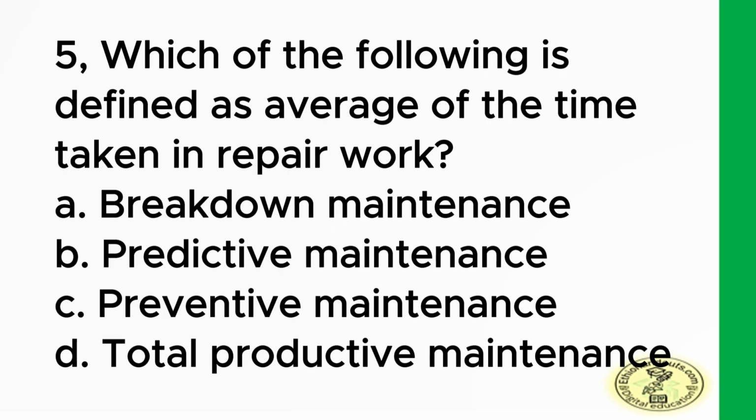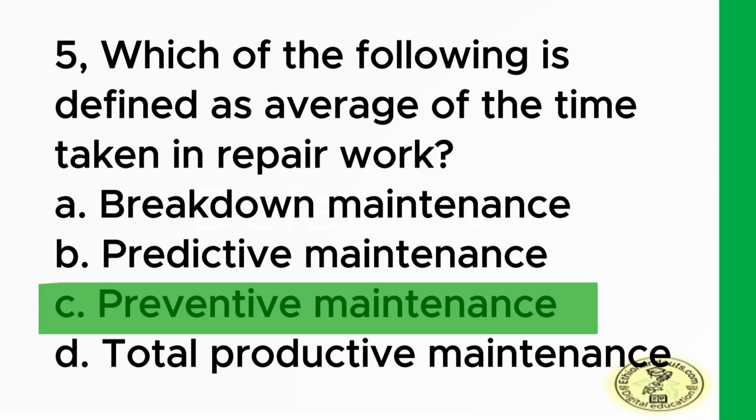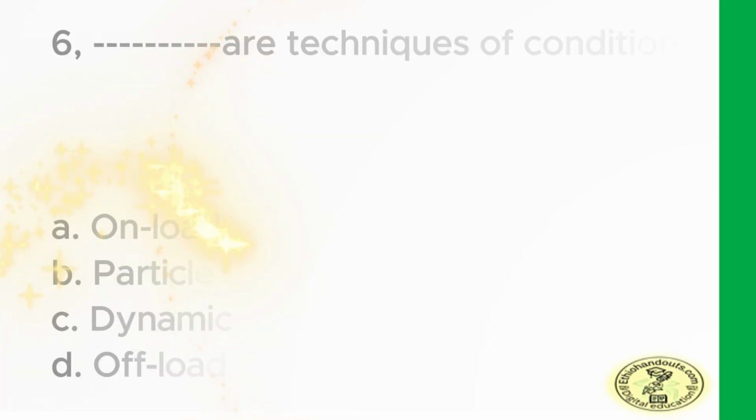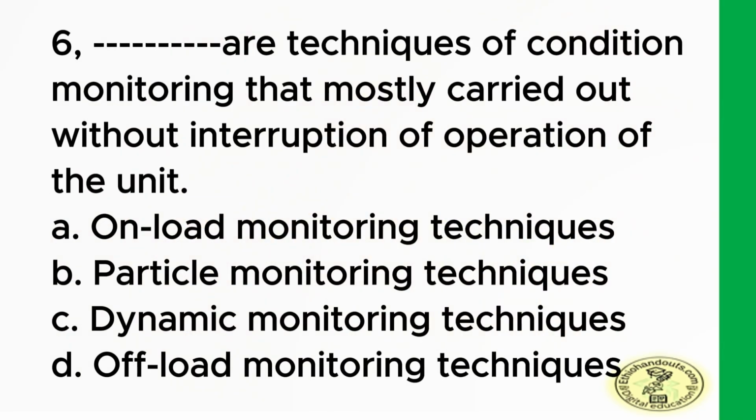A. Breakdown maintenance. B. Predictive maintenance. C. Preventive maintenance. D. Total productive maintenance. The correct answer is C. Preventive maintenance. 6. Are techniques of condition monitoring that mostly carried out without interruption of operation of the unit.